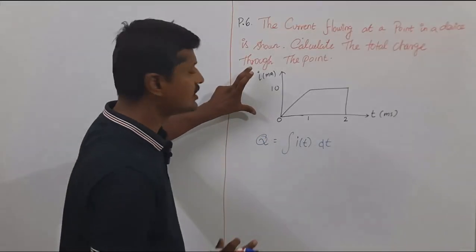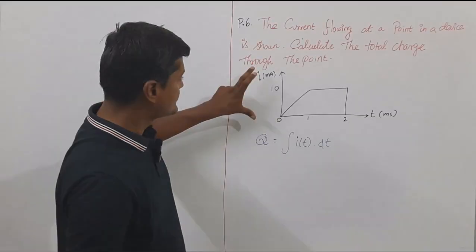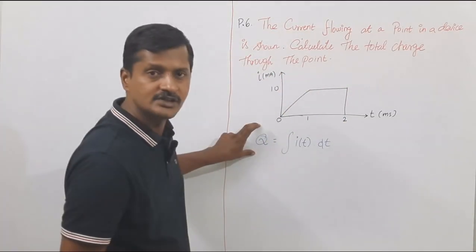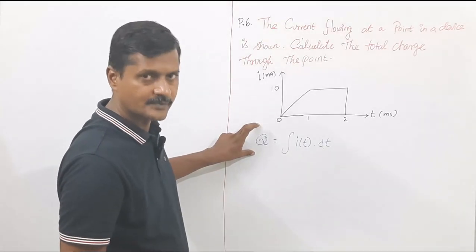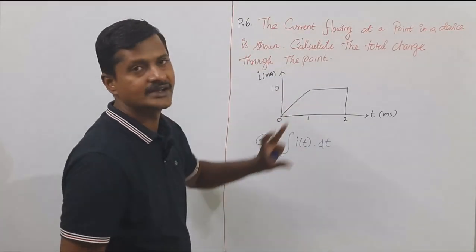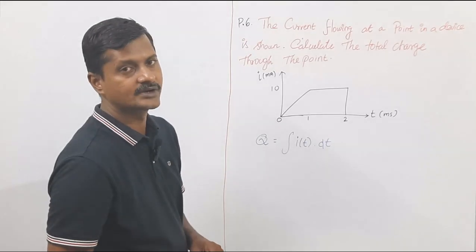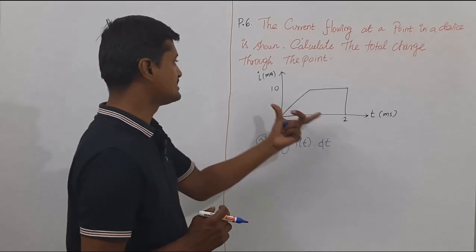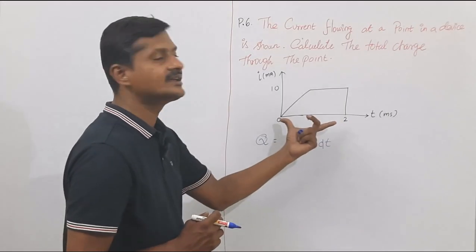The waveform given is the waveform of the current. So what do we need to calculate? We need to find the charge, and for that we need to find the area. If we calculate the total area, that is equal to the charge. It is the integration of current, so by integrating we get the area of the graph.